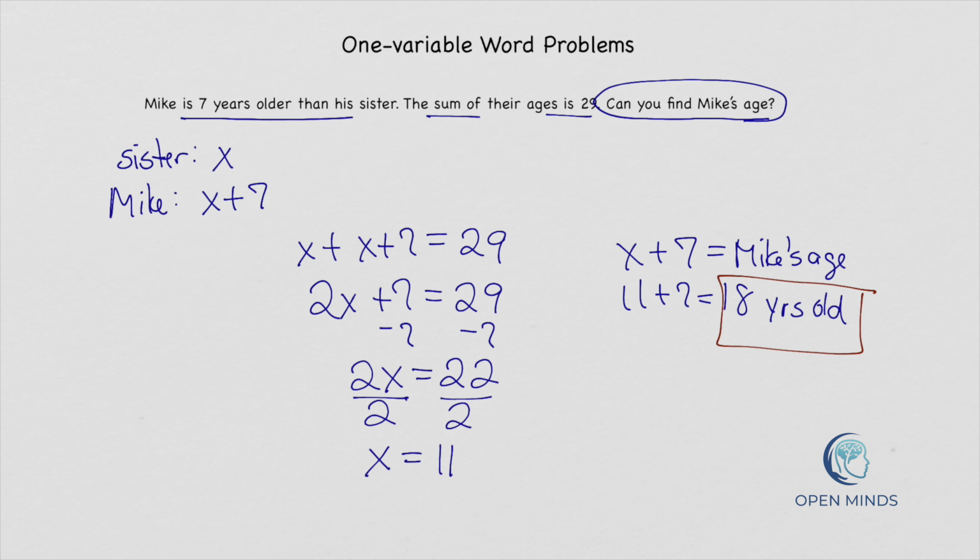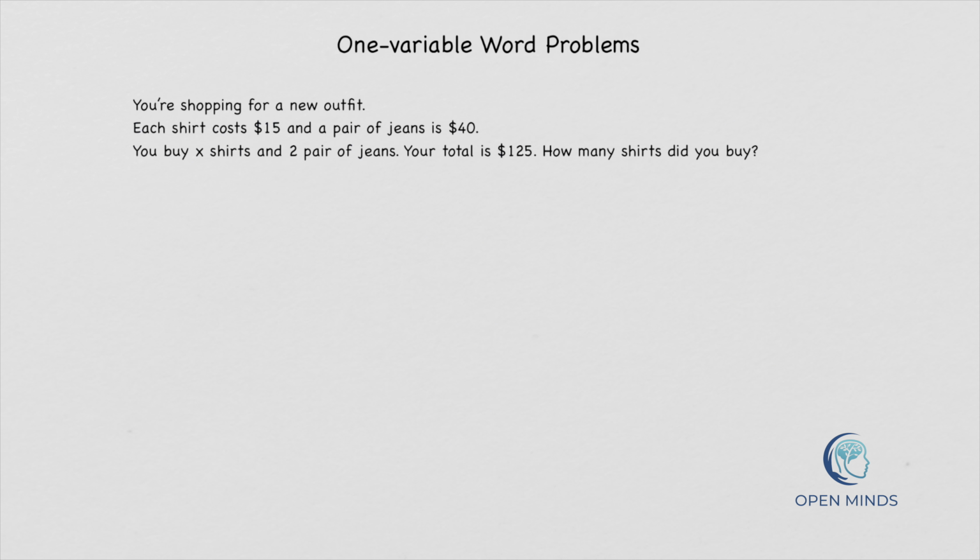All right, let's move on to the next word problem. You're shopping for a new outfit. Each shirt costs $15 and a pair of jeans is $40. You buy x shirts and 2 pair of jeans. Your total is $125. How many shirts did you buy?